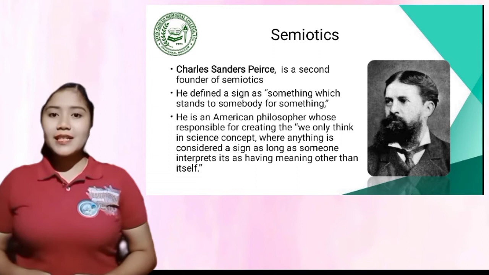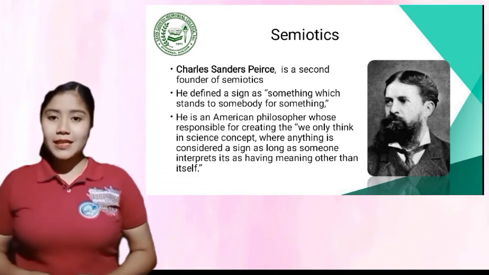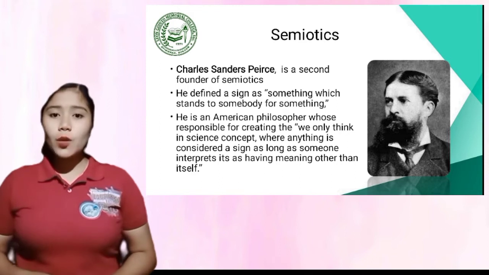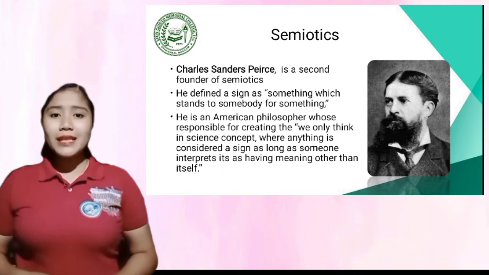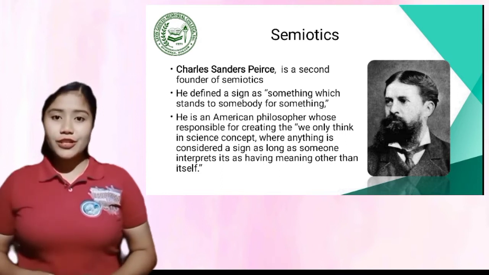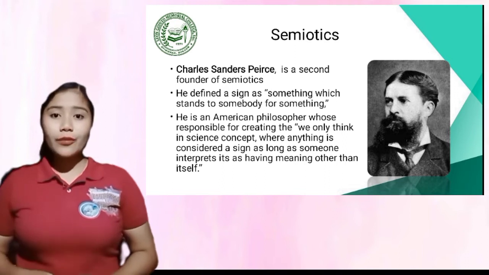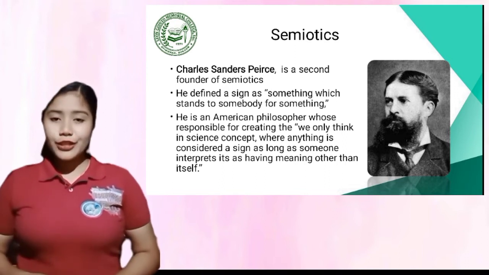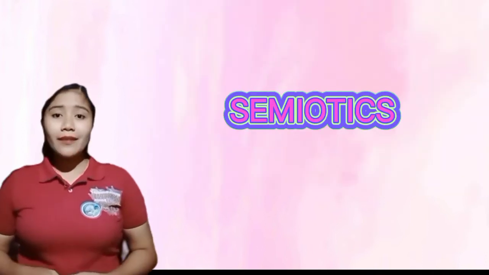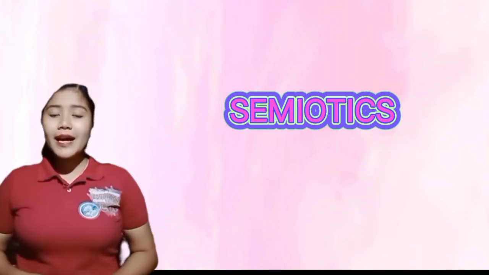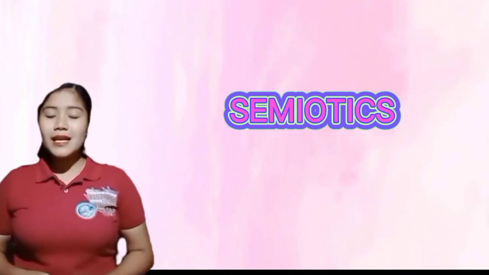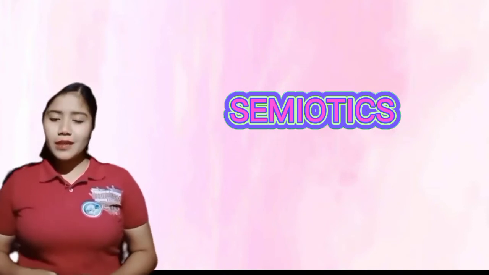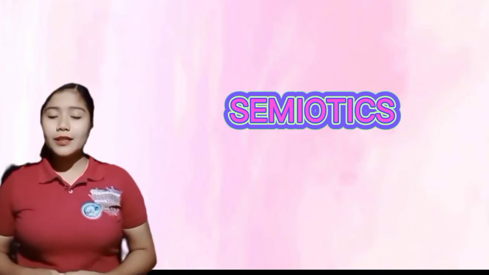Charles Sanders Peirce is the second founder of semiotics. He defined a sign as something which stands to somebody for something. He is an American philosopher, and anything is considered a sign as long as someone interprets it as having meaning other than itself. Semiotics, by definition, is the study of signs and symbols and their use or interpretation. Semiotics deals with concrete examples, such as physical science, and more abstract concepts such as denotation and connotation.